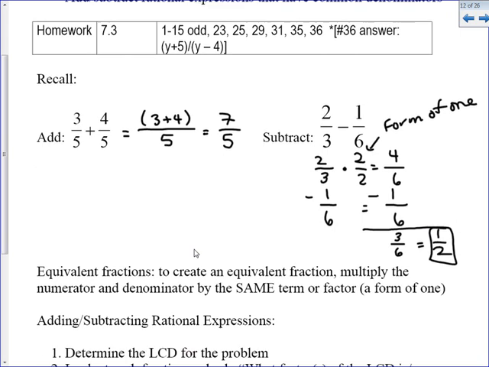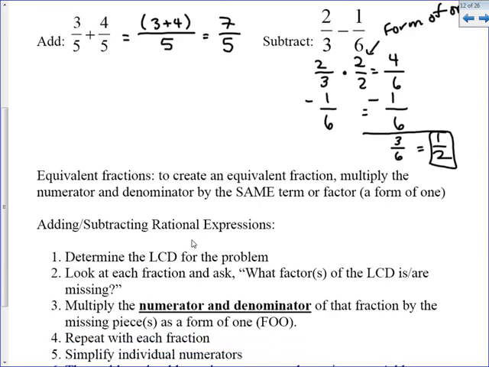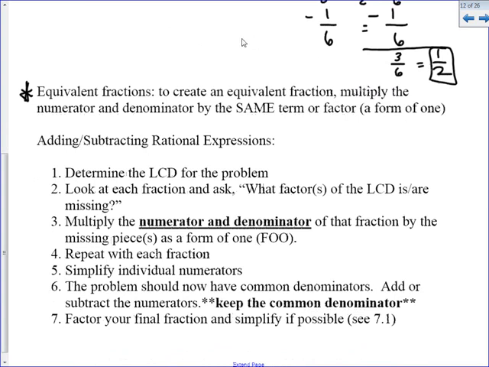Today what we're actually going to do is add and subtract rational expressions, starting with a common denominator. And you have one definition here. Equivalent fractions. To create an equivalent fraction, multiply the numerator and denominator by the same term or factor, a form of 1. So make sure when we get to Friday's class, if you need to get a common denominator, you always use a form of 1 here. Same numerator, same denominator. That's our 2/2. These are your steps for adding and subtracting fractions, which we just went through with that example. If you want to read them out, they're there.